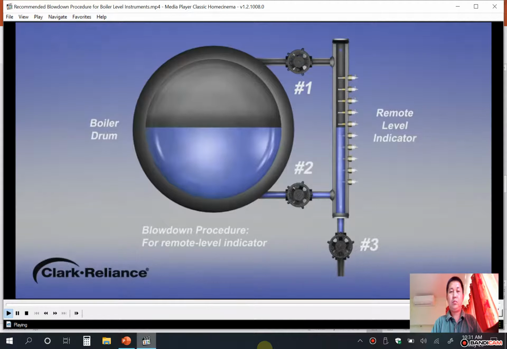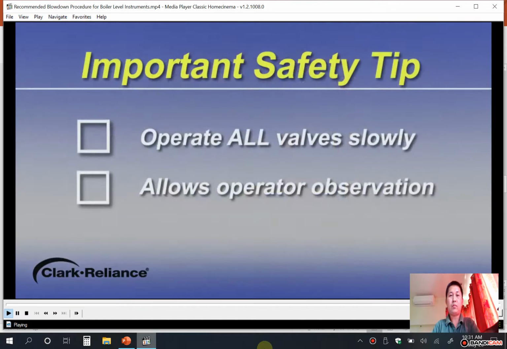If the water level does not promptly return to normal, the connecting piping may be partially clogged and need to be physically cleaned. Finally, as an important safety tip, operate all of these valves slowly. This enables the operator to carefully observe the valves and instrument while conducting this procedure.